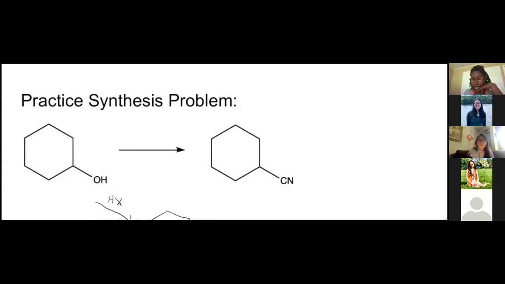And then, does anyone have an idea about how to go from this intermediate, or I guess in this synthesis problem, it's an intermediate, but to go from this molecule to our final product?